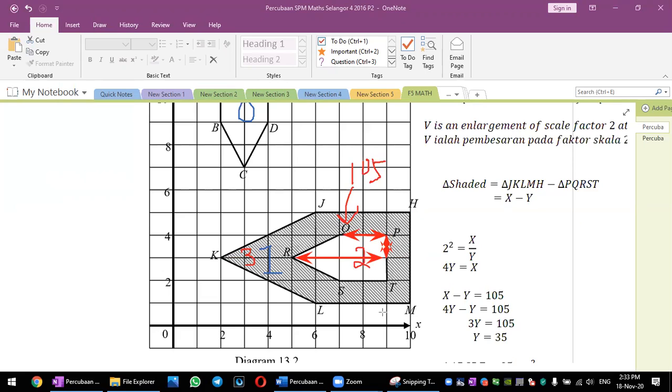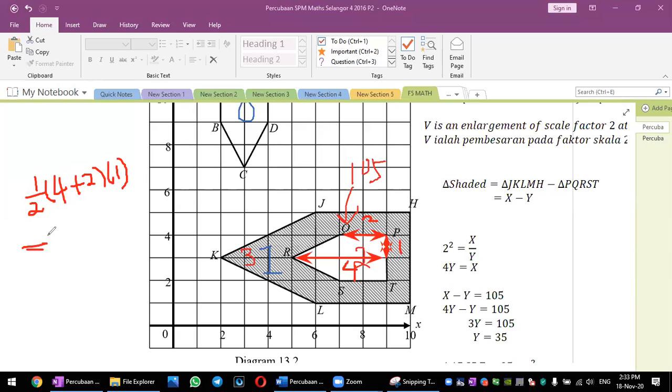Okay, so here is 5 to 9. 9 minus 5 is 4. So here 4, here 2, and here 1. So 1 per 2. This one you need to add 4 plus 2. So 1 per 2, 4 plus 2 times 1.